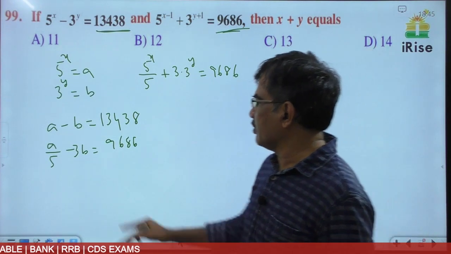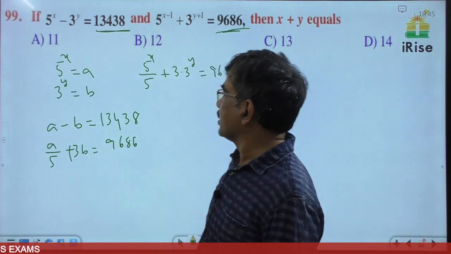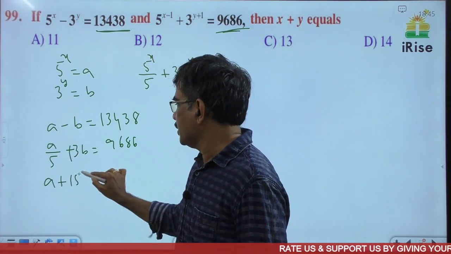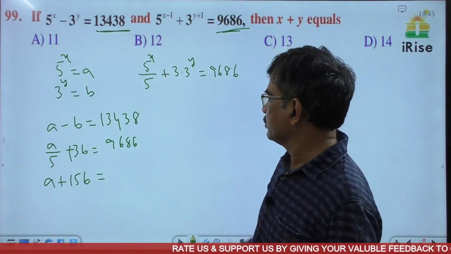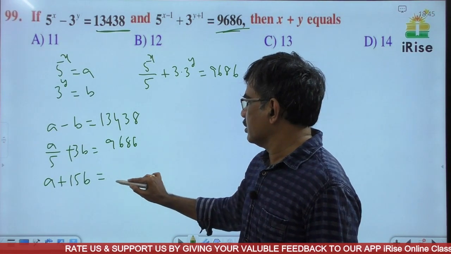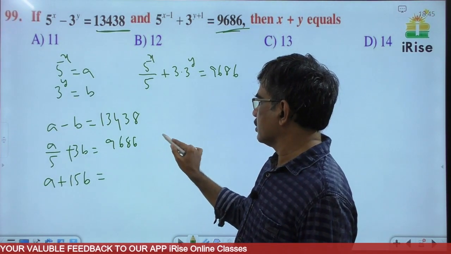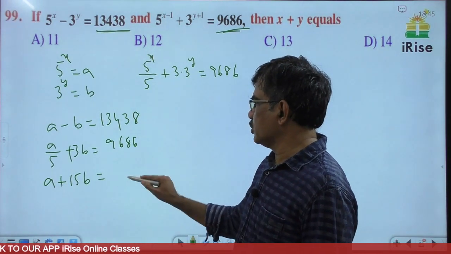I want to multiply it by 5. I think this is plus, not minus. Multiplied by 5, you get A plus 15B equals, okay, what do we get? Multiplied by 5 means divided by 2 into 10.